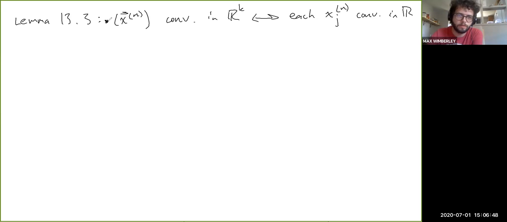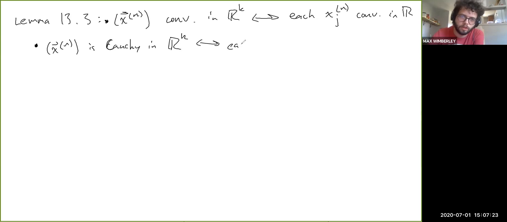But then there's a second one, which is this statement about Cauchy sequences. And that's actually the one that we're going to prove. The first one is actually an exercise. Although I don't think I assigned this as an exercise, I just don't have time to go through it, and it's pretty much the same argument anyway. So the second one is: x^n is Cauchy in R^k if and only if each x_j^n is Cauchy in R.